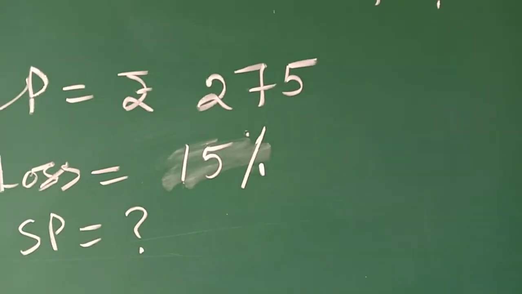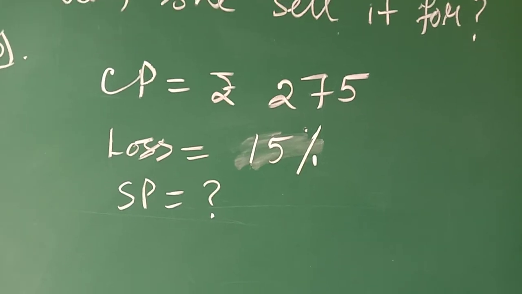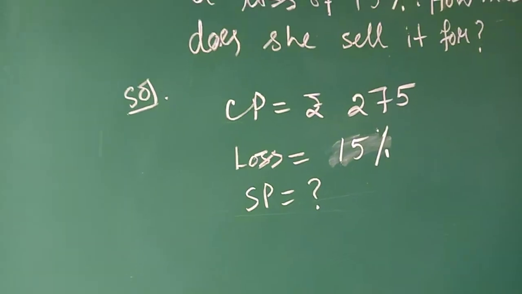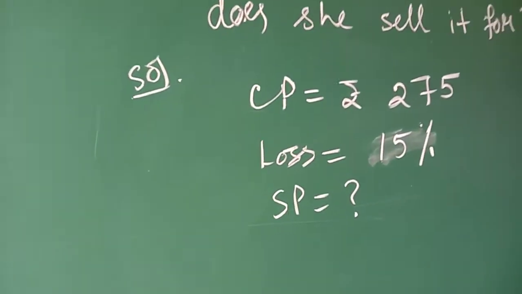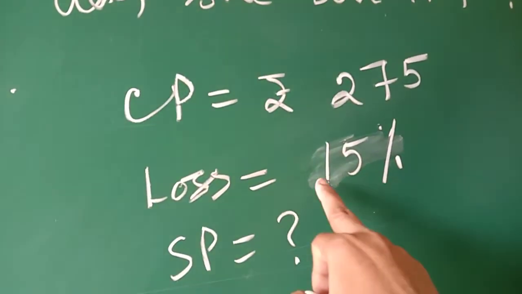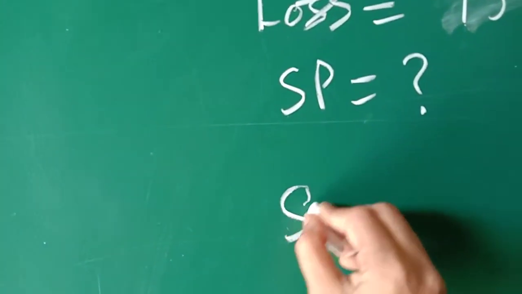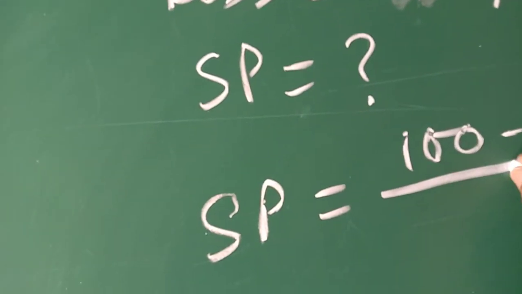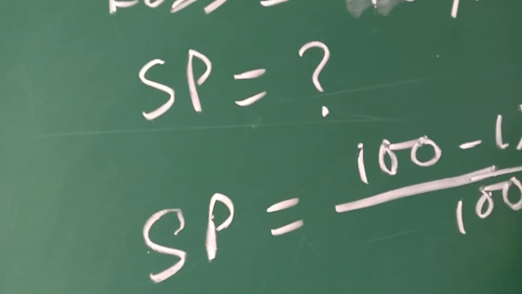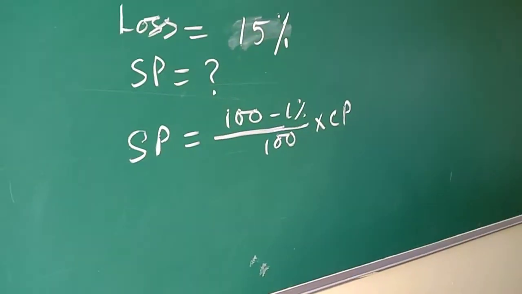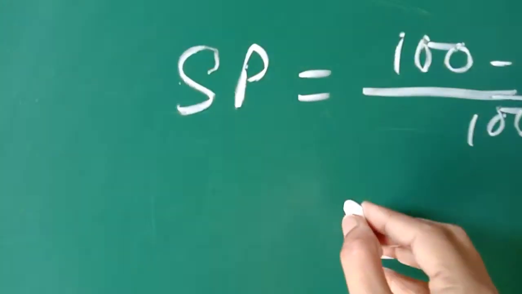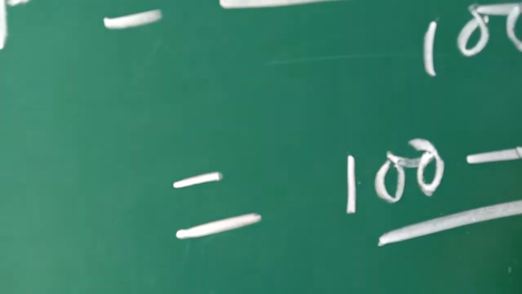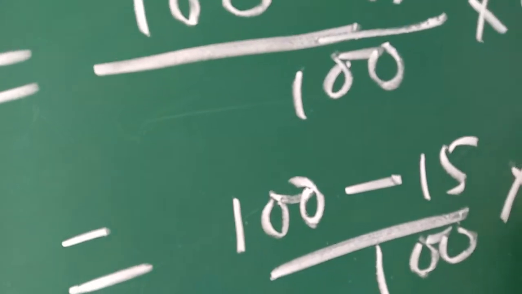Do you remember the formulas we have given yesterday also and day before yesterday? So can you use that formula for this sum? When you have to find out selling price when there is a loss, in case of loss, SP is equal to 100 minus loss percent by 100 into CP. Now put the value of loss percent, 15% by 100 into 275.